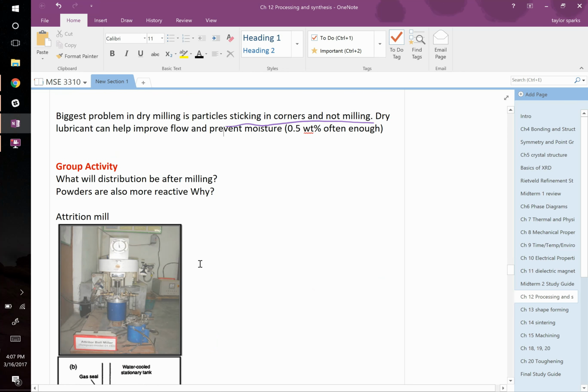Right? So what sort of distribution can we achieve after milling? And maybe pause for a moment and talk about these two questions. What should the distribution be after milling? And why should the powders be more reactive?